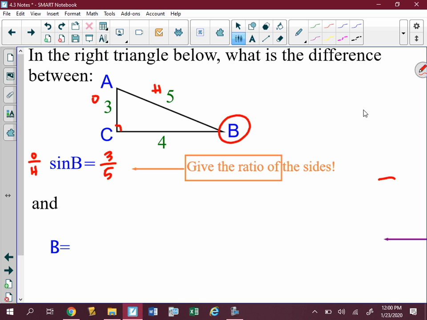It's probably one of the most missed questions on this test later on. Whenever it says, what's the sine of B? What's the cosine of B? What's the tangent of B? Just like you did on the unit circle, all you're looking for is that ratio, okay?